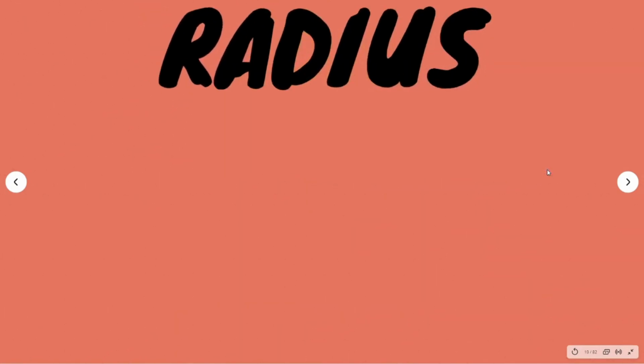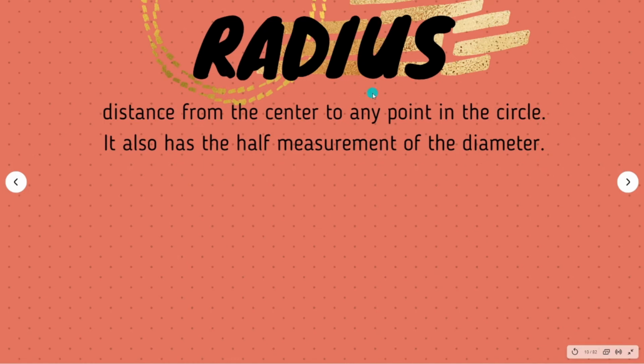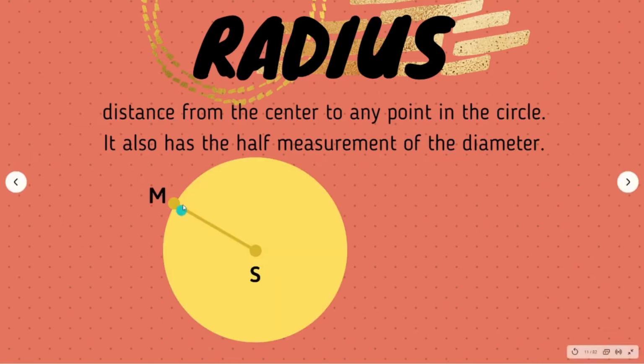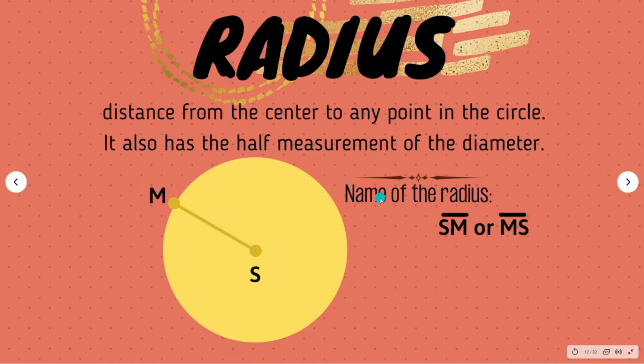Radius. A radius is a distance from the center to any point on the circle. It is also half the measurement of the diameter, like in here. Here's the radius, the distance from the center to any point on the circle, point M, S to M. So in here we have the line segment SM or MS.